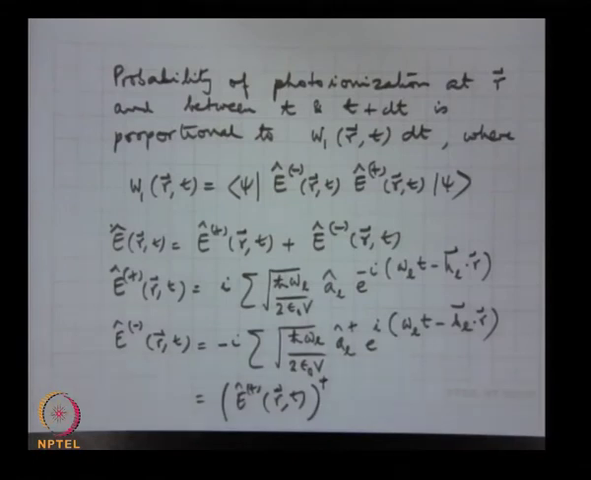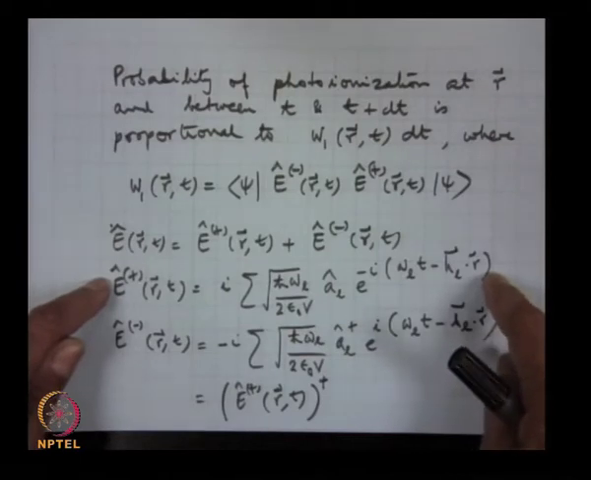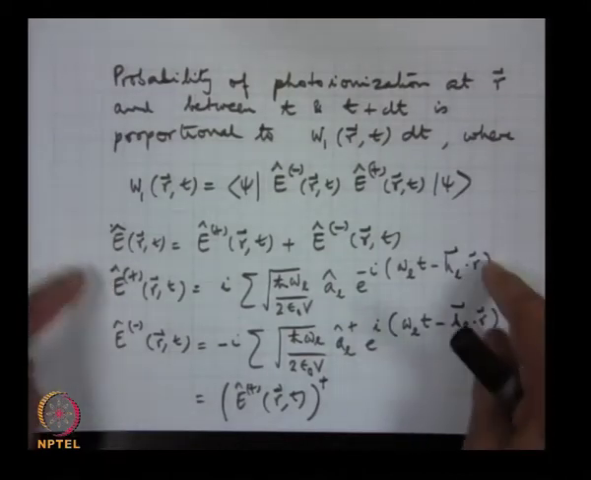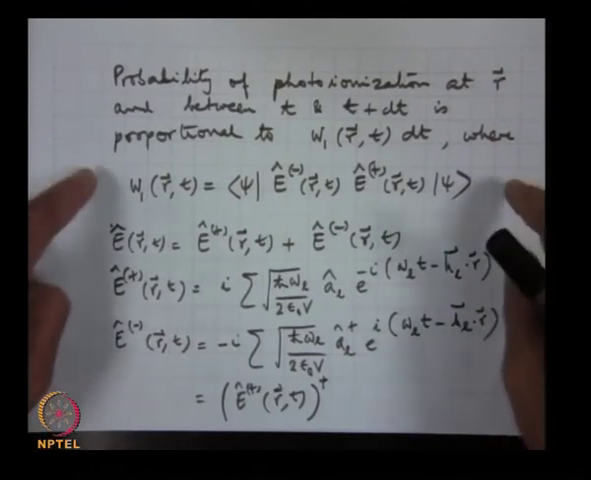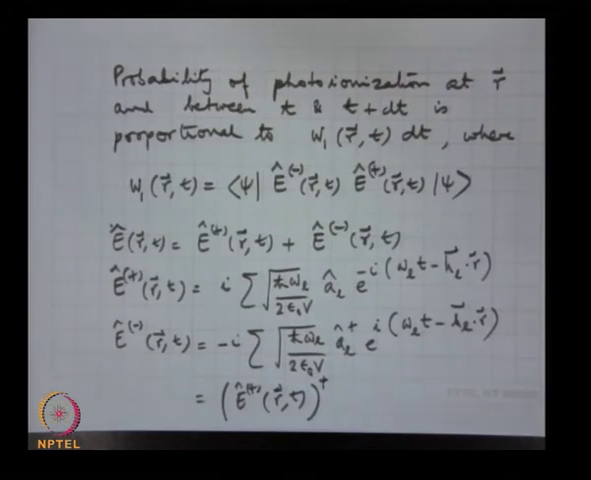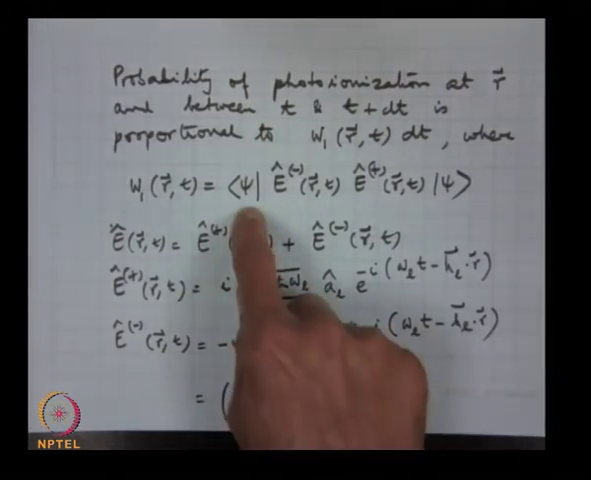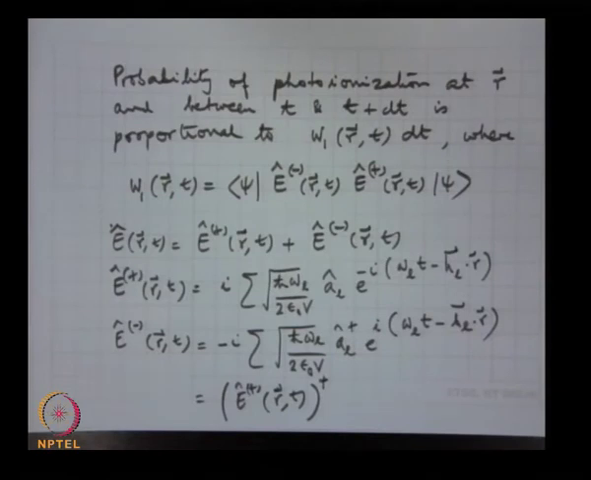So all destruction operators on the right and all creation operators on the left is normal ordering. And this is actually a normally ordered product of the two electric fields. This is the total electric field of the electromagnetic field operator. This is the positive frequency part, negative frequency part, and the probability of photoionization at any point r for a given state psi is given by this. Now this will become clearer as we look at some examples.